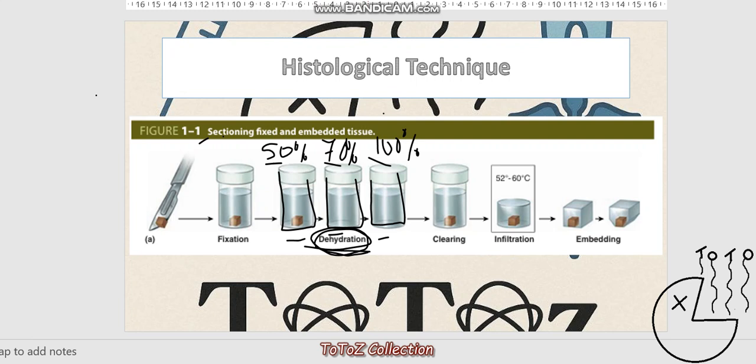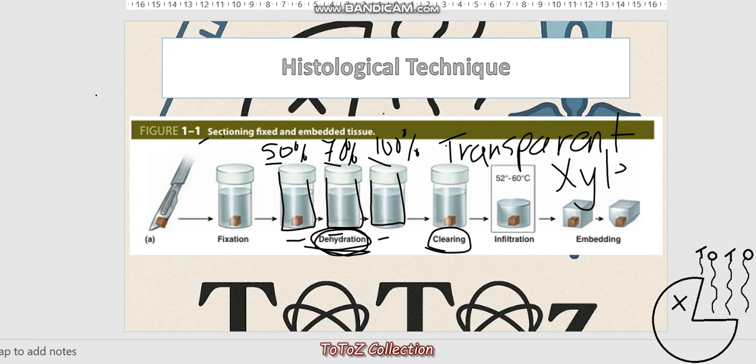That's the next step. After dehydration, your next step is clearing. What is the purpose of clearing? In clearing, we just want to make our sample transparent. Okay, so what are we going to use? We are going to use a chemical called xylene. This is an organic compound called xylene. It is going to be used in the clearing process to make your tissue transparent.